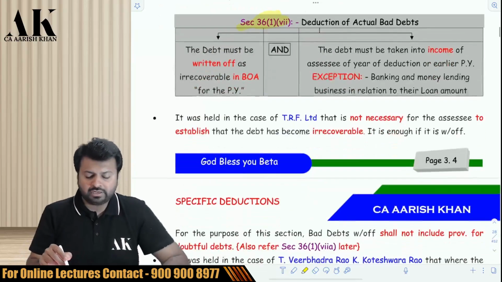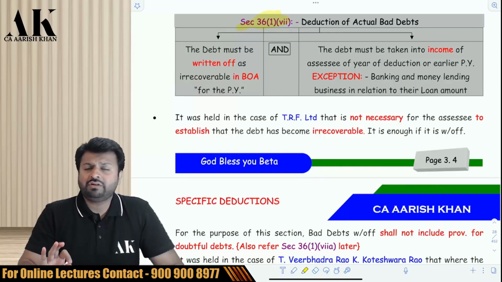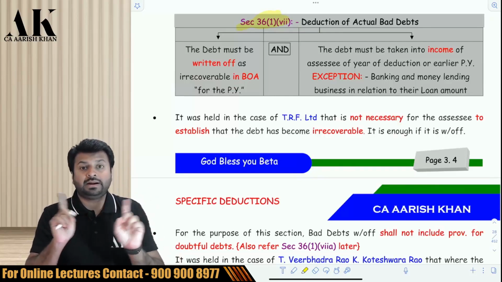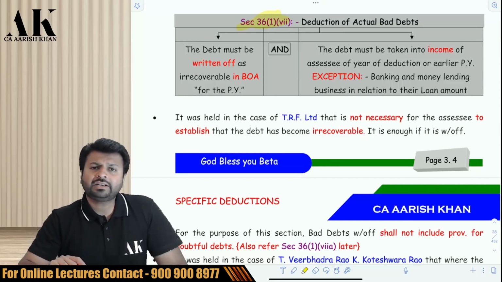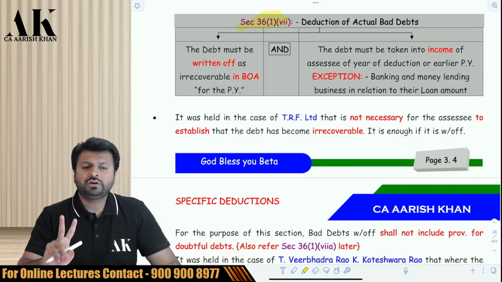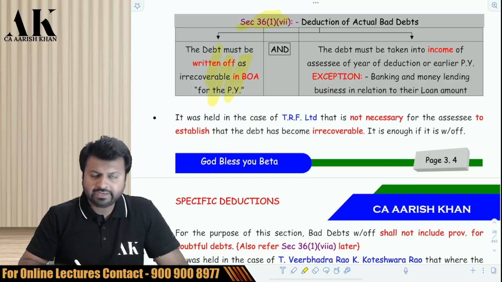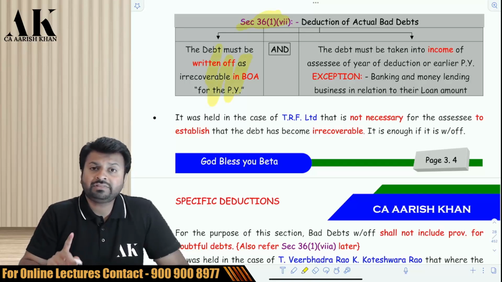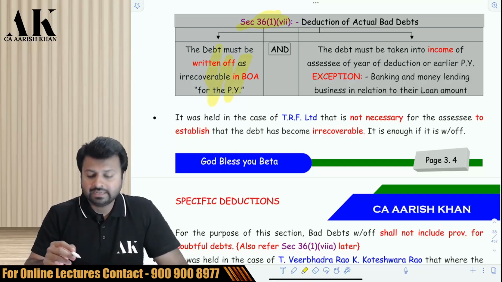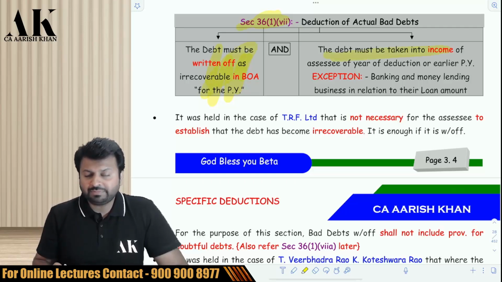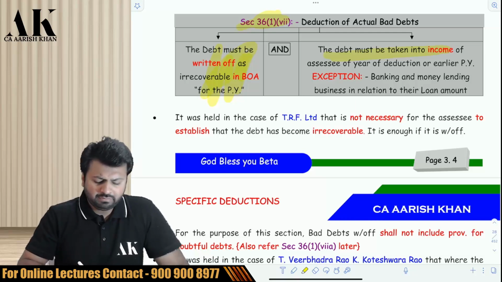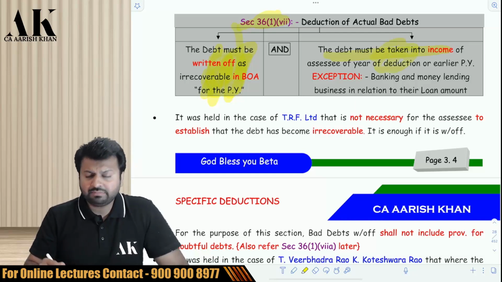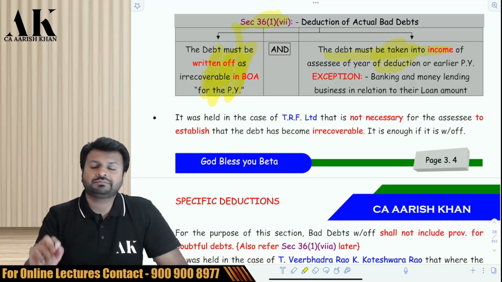Next one is a very important deduction, bad debts. Deduction of actual bad debts, not provision for bad debts. Actual bad debts, actual, not provision. So how will I get the deduction of actual bad debts? You have to fulfill 2 conditions. First, you have to write off that debt in the books of accounts. And second, the debt which is being written off must have been taken into income earlier. Then only the deduction is allowed. Condition number 1, you have to write off that debt in the books of account. And condition number 2, you have to take that into income earlier.